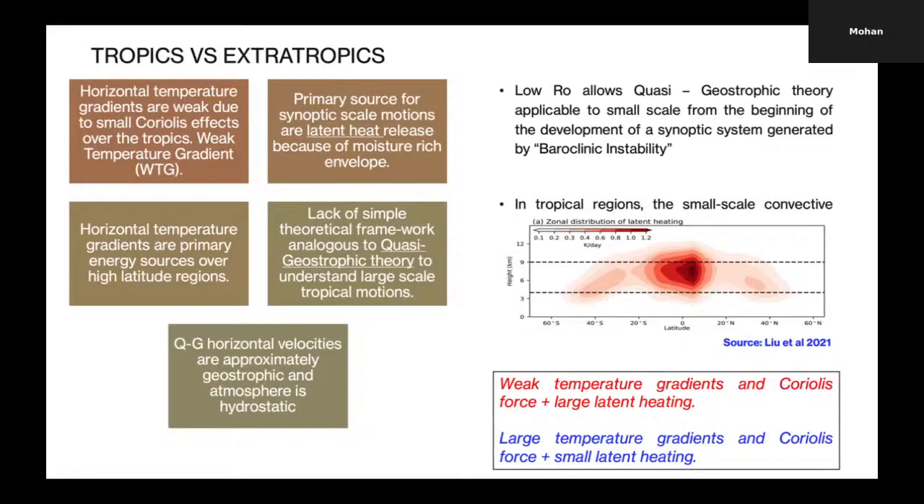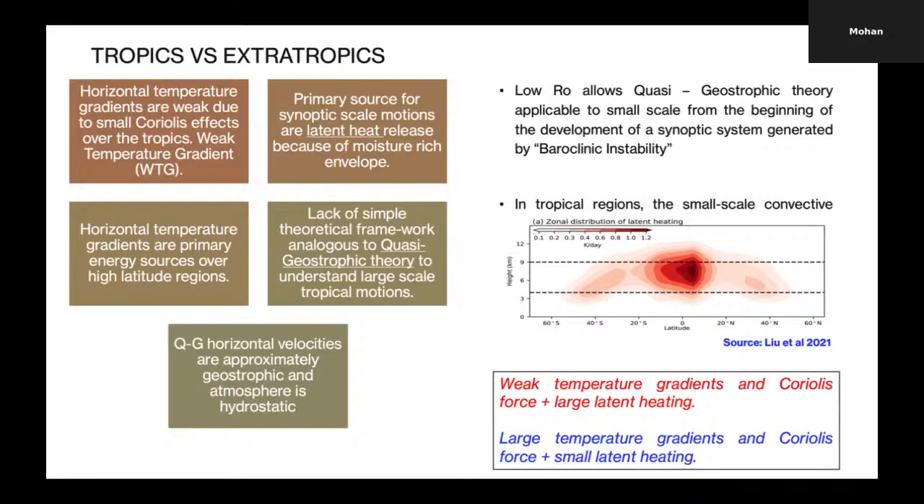But if you go to the extratropical regions, you have strong temperature gradients because solar radiation is not uniform at that place. The horizontal temperature gradients will be strong, your Coriolis force is very strong, and your latent heating is very weak relative to the tropical atmosphere. This is the basic difference between tropical and extratropical regions.